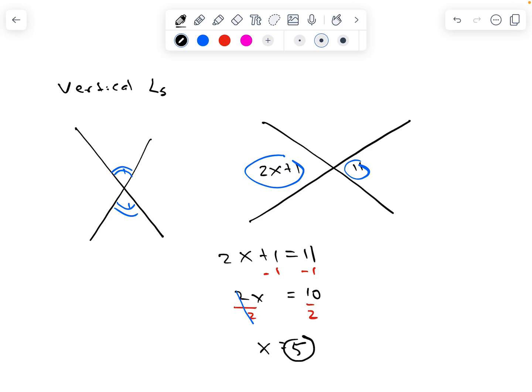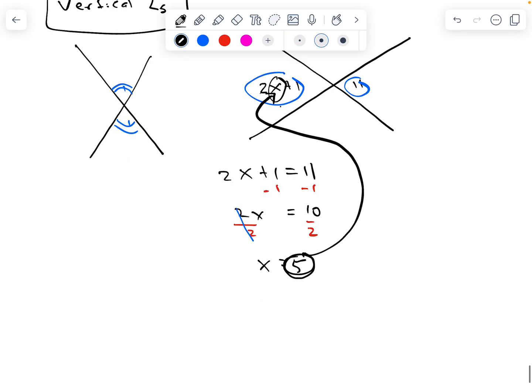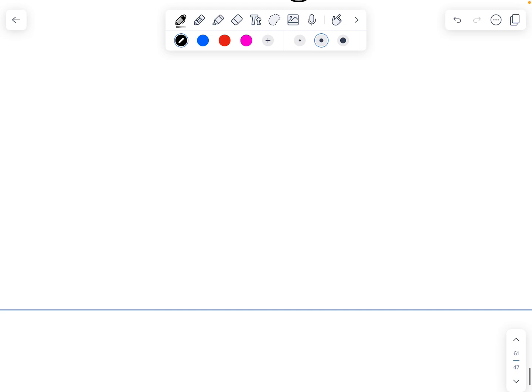Now it's always a good idea to plug this back in here. If we plug that in there, 2 times x plus 1, but x is 5, so 2 times 5 plus 1 is going to be 11. And 11 equals 11, and it's good. Okay, so that's the first idea, vertical angles. Next idea is going to be what's called a linear pair. So this is going to look something like this.